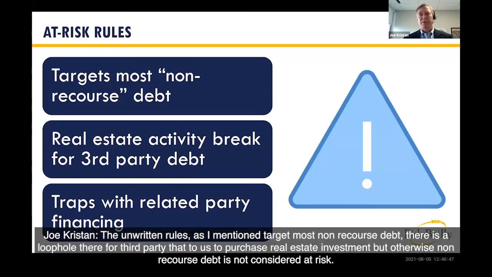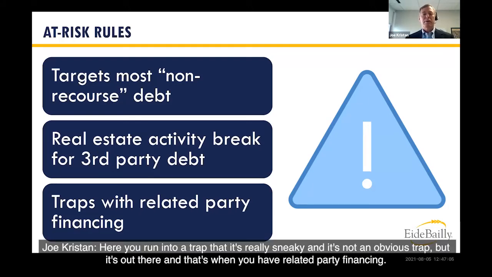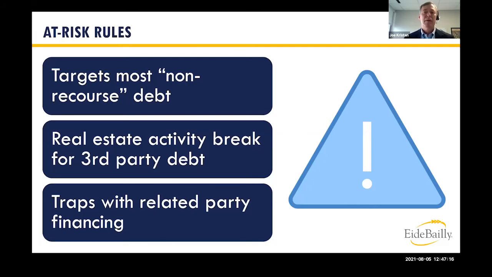The at-risk rules, as I mentioned, target most non-recourse debt. There is a loophole there for third-party debt used to purchase a real estate investment, but otherwise non-recourse debt is not considered at risk. Here you run into a trap that's really sneaky, and it's not an obvious trap, but it's out there, and that's when you have related party financing.